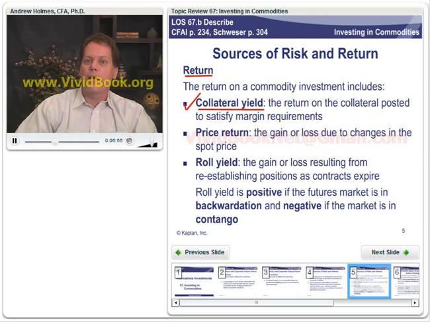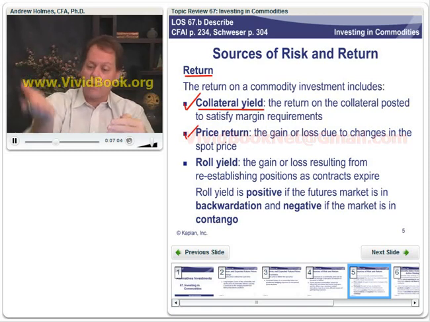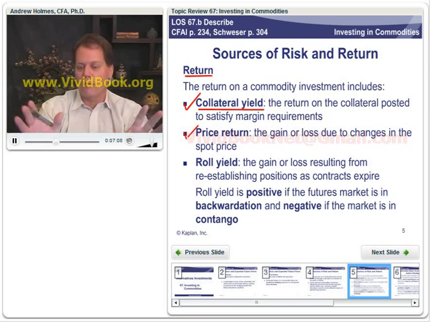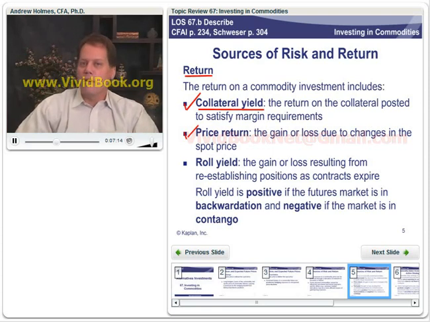Then there's the price return. That is, all right, I entered a futures contract. I'm long the futures contract. The price ended up above the futures price, I have a gain. Below the futures price, I have a loss. That's the normal thing, right? So we talked about that in the derivative section. We go over it in a lot of detail. So it's just price return, whatever that happens to be. I don't find that very interesting in terms of what this reading is getting to.